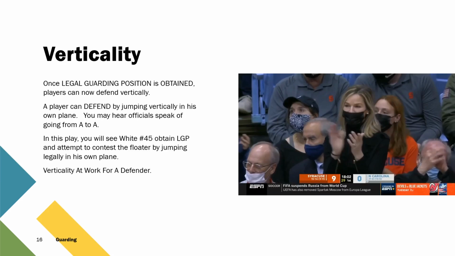Once legal guard position is obtained, players can now defend vertically. A player can defend by jumping vertically in his own plane. You may hear officials speak of going from A to A. In this play, you see white, number 45, obtain legal guard position and attempt to contest the floater by jumping legally in his own plane. Verticality at work for a defender. Let's look at the next play.